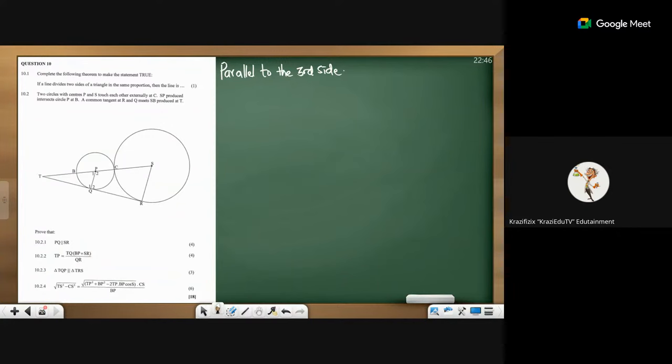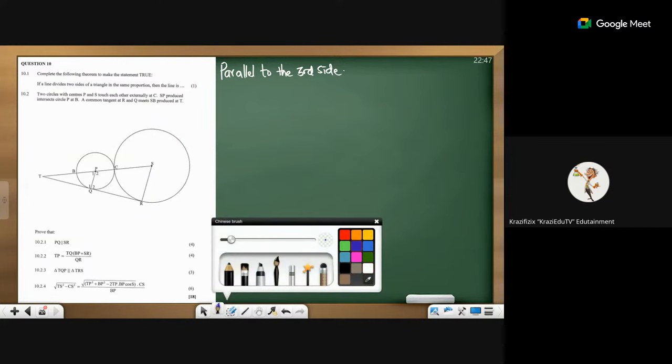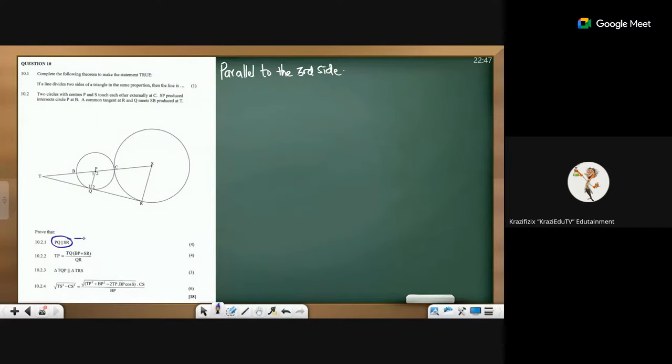Okay. Two circles with centers P and S touch each other externally at C. SB produced intersects circle P at B, and a common tangent at R and Q meets SB produced at T. We have the diagram there. Prove that PQ is parallel to SR. When they say prove that these two lines are parallel, what do we use? We use the if statement. So if PQ is parallel to that, then what should happen? I should be having equal angles.